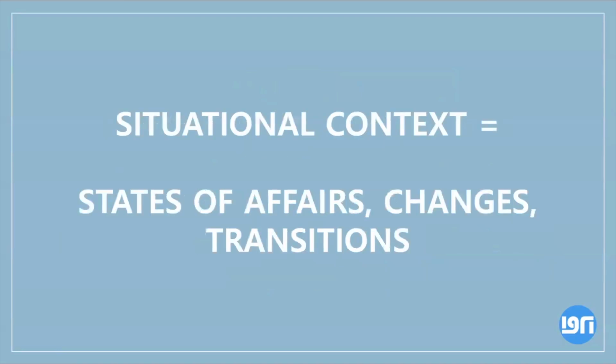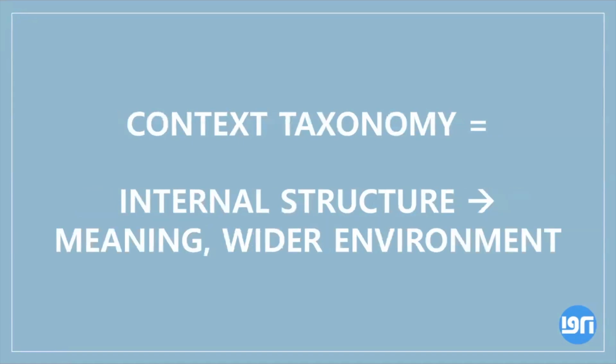Finally, situational context tells us about states of affairs, as well as specific changes or transitions that an institutional statement is linked to. For example, if there's a certain state to be achieved, or if an event causes something to happen. The context taxonomy helps move us away from looking just at the internal structure of institutional statements to paying more attention to meaning and the wider environment in which statements are situated.